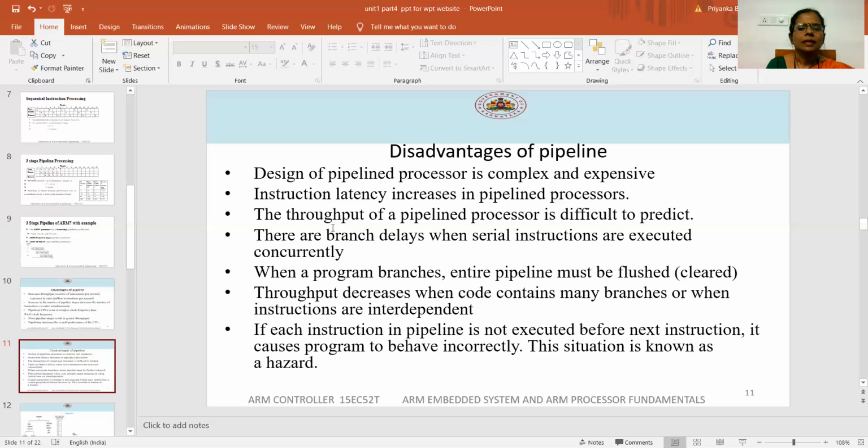These are the important disadvantages of pipeline. So remember, the processor is complex and expensive, and latency increases, and we cannot predict if a branch instruction occurs, and the pipeline must be cleared if the branch instruction comes into the pipeline, and the pipeline hazard occurs. So these are the disadvantages of pipeline.